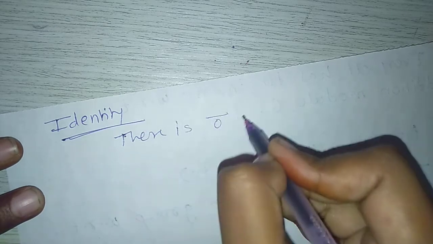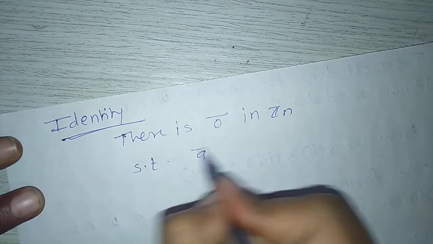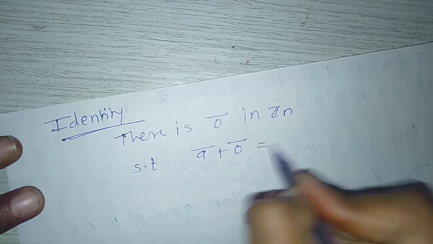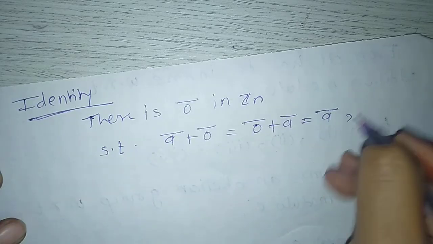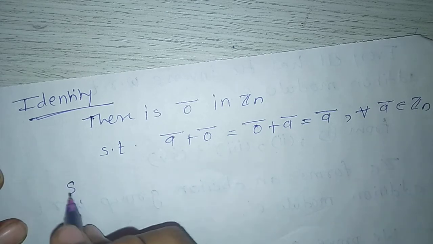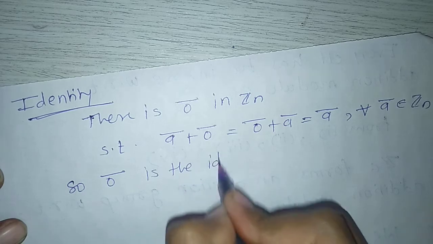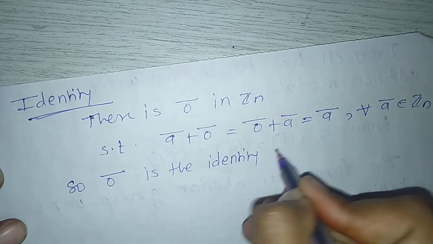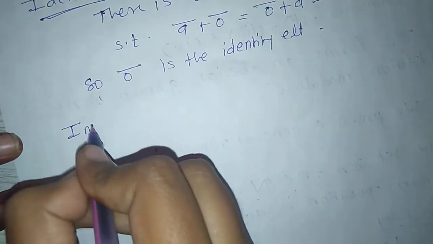There is 0 bar in Zn such that a bar plus 0 bar equals 0 bar plus a bar, which is equal to a bar for all a bar belongs to Zn. So 0 bar is the identity element.